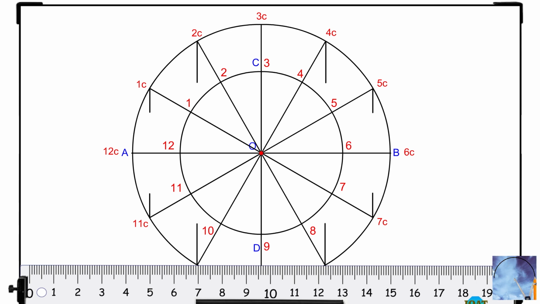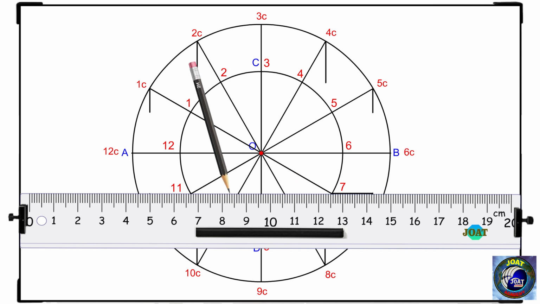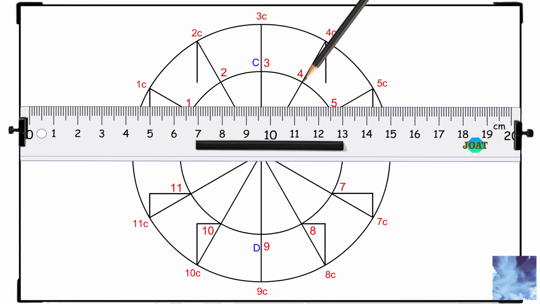Then, using only the T-square, project the following points so that they intersect the previously projected lines. Project points 8 and 10. Then points 7 and 11. Next, project points 5 and 1, and finally points 4 and 2.